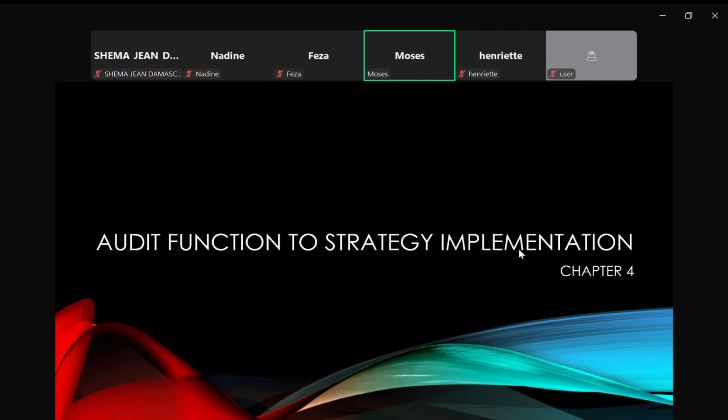Now let's continue to chapter number 4. And this is about the audit function to strategy implementation.